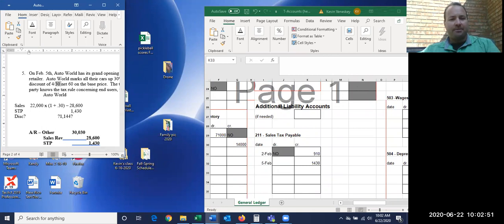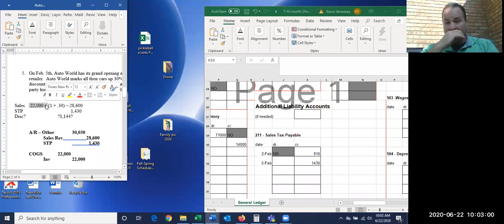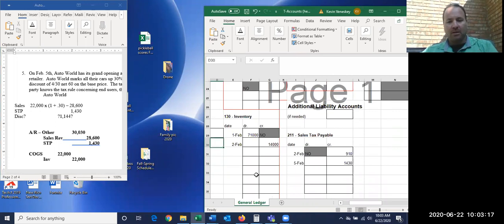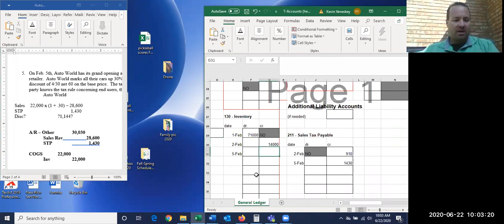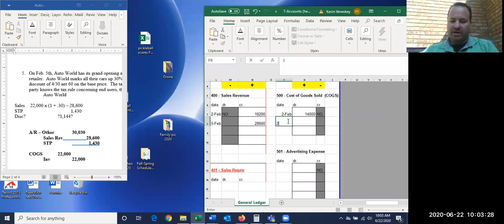Now, we're not done yet. What we have to do is now take out of our inventory the cost of that Cadillac. That Cadillac cost me and is on my books for $22,000. I need to show that it's now gone. I need to show that the cost of that Cadillac was $22,000 and then expense that cost out, and then show that I no longer have it in my inventory. So my inventory 2-5, I'm going to credit $22,000, and then come over to my cost of goods sold on 2-5 and debit $22,000.